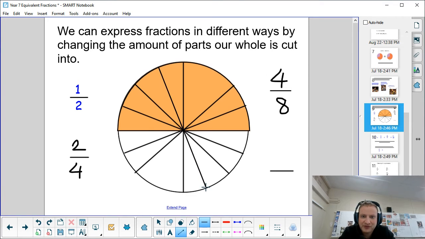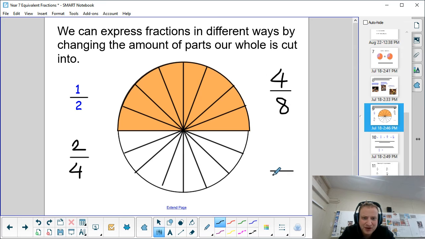All right, so you see I've got lots more pieces. But that means every piece of my whole thing is smaller, right? They're all smaller pieces now. So to have the same amount in total, to have half of my circle, because I have even more pieces, I have 16 pieces now in my circle, that means I need to have 8 of them shaded in, right?